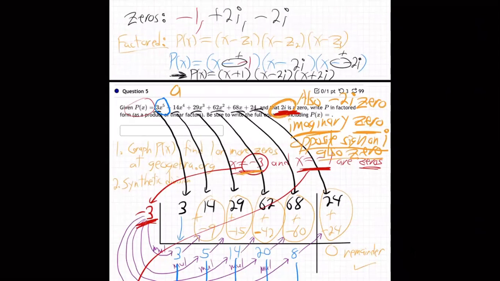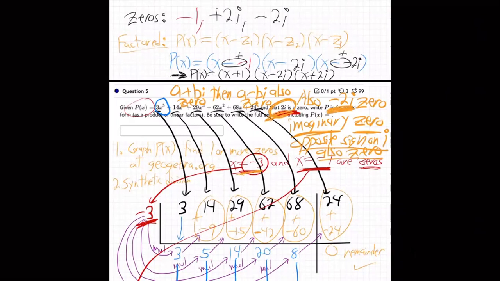Basically we're saying if you have a plus bi, then if a plus bi is a 0, then a minus bi is also a 0. Now, we didn't have any a. Our a was 0. We didn't have a real number part. We just had the bi. We had the +2i. So that means that -2i is also a 0.